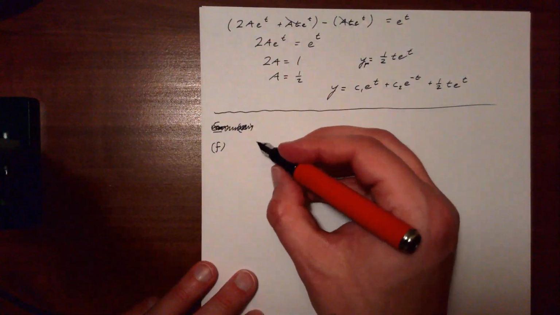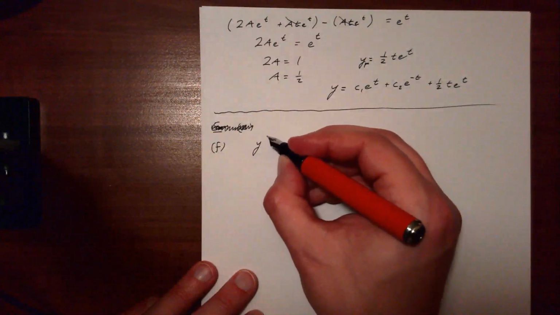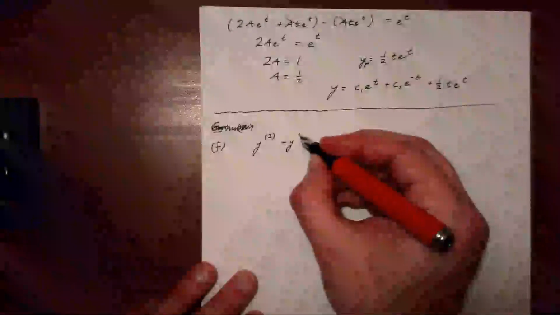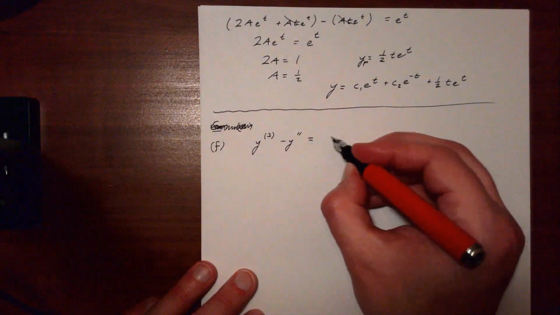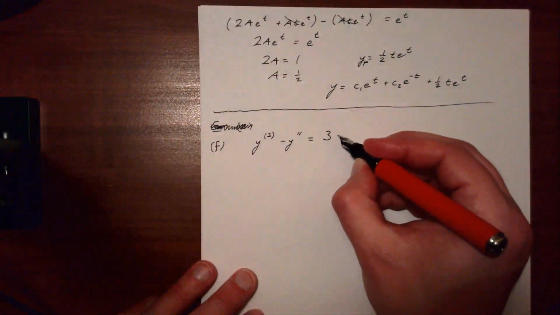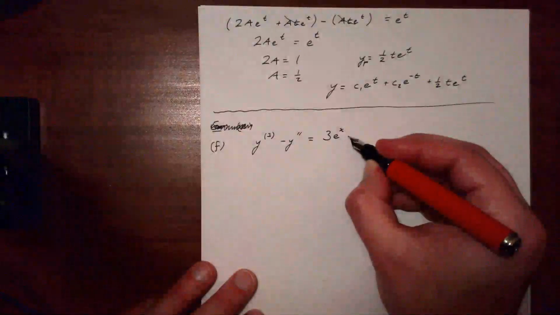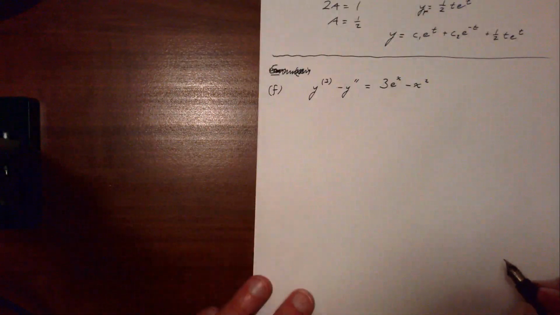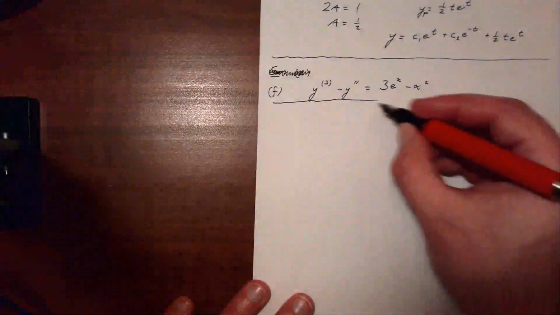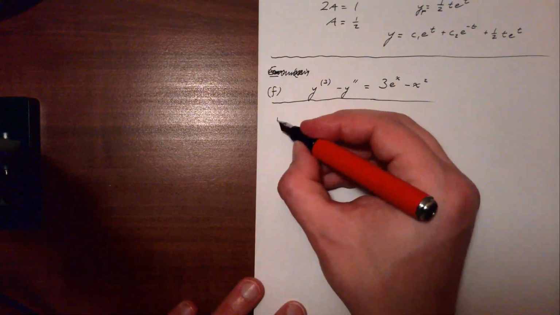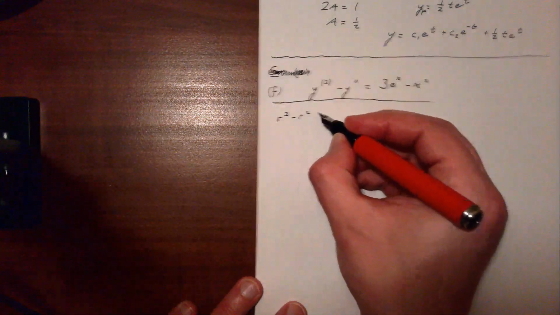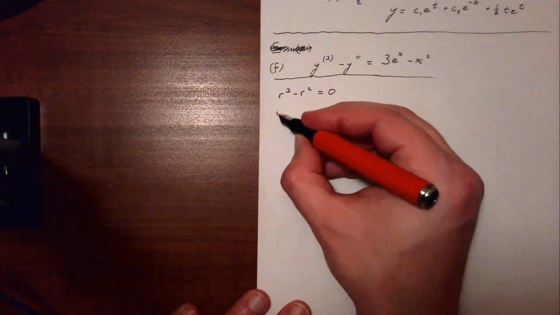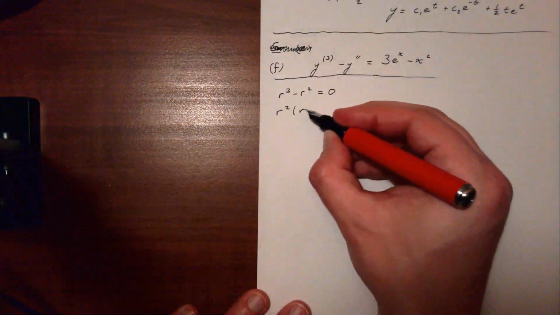So for example here, if I have the third derivative of y minus the second derivative of y equal to 3 e to the x minus x squared, I can actually try to apply the same techniques in this higher degree case as I was in the lower degree case. So here, r to the third minus r squared equals 0 would be my characteristic equation, which would then be r squared times r minus 1 equals 0.